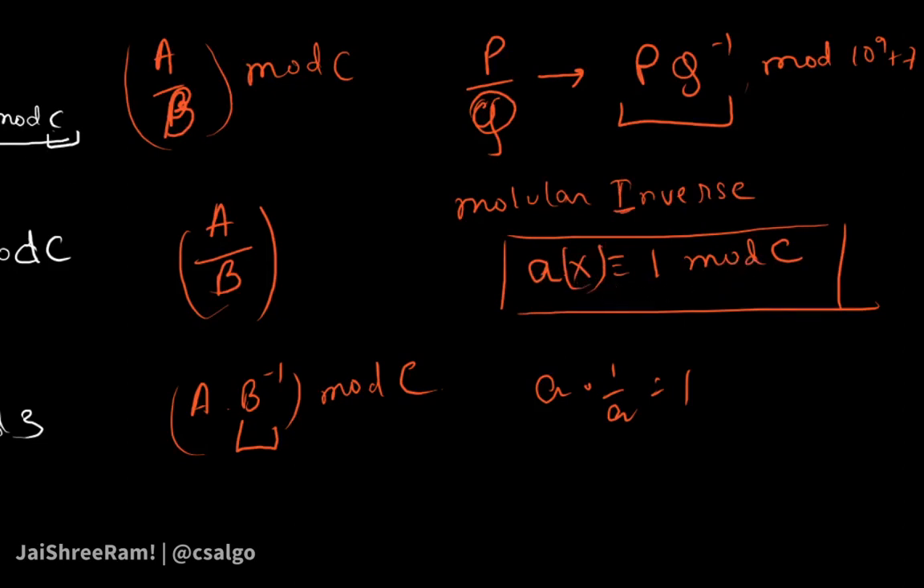So this will help us with expressions like p by q mod c, where you need to find this mod c. So rather than this, you find p multiplied by q inverse. From q you need to find the q inverse and then multiply that. And we know that we can easily multiply things in modulo domain, right? Multiplication of things is easy.